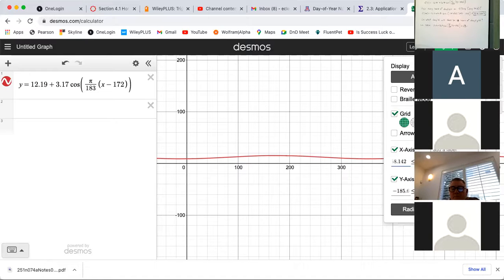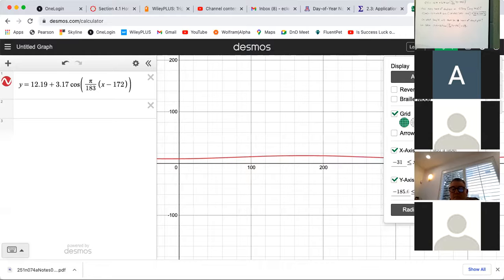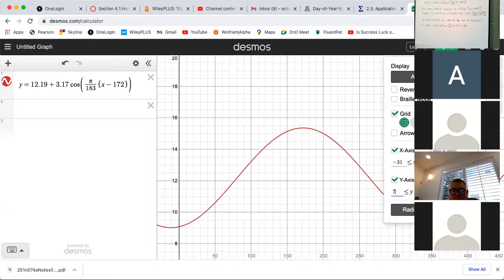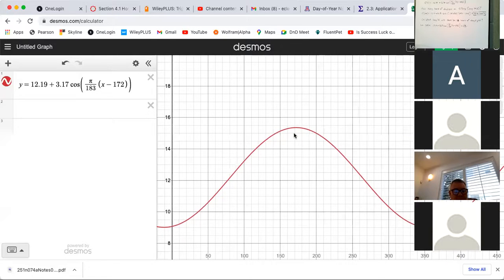Negative 58 to 615, maybe that's a little bit too much. Let's look at negative 31 up to 450. But the y-axis is too smushed. We can't see the graph going up and down. I know the lowest value is 9 and the highest value is 15. I want a little space above that. So what if I go up to 20 and put the bottom at, say, 7? And we're in radians. Now we can see the graph going up and down.